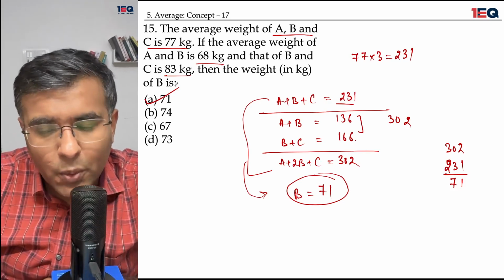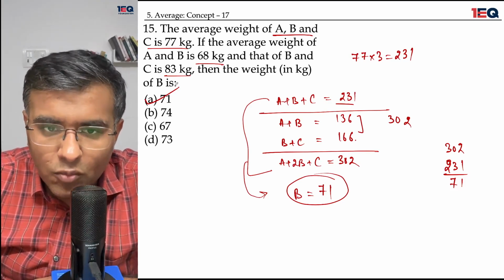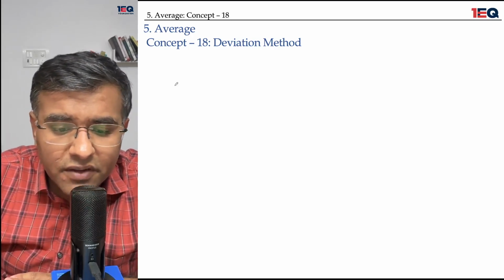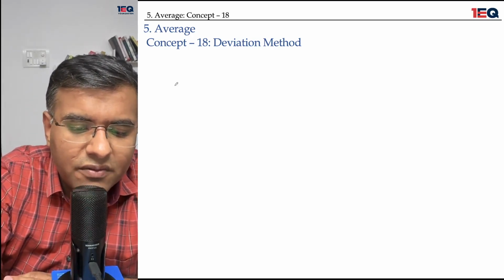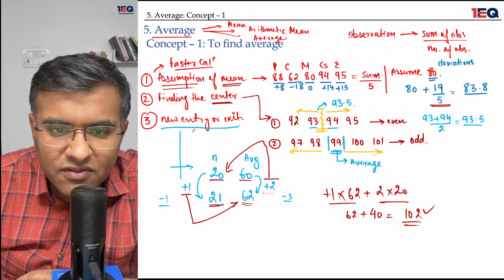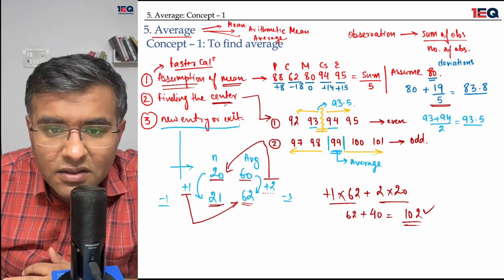Okay, which was the question that was being asked. Moving on. Deviation method, I've already taught you the deviation method. Let me quickly take you to the first slide. Okay, I'm at slide number 54. This is the assumption of mean, new entry, finding the center.